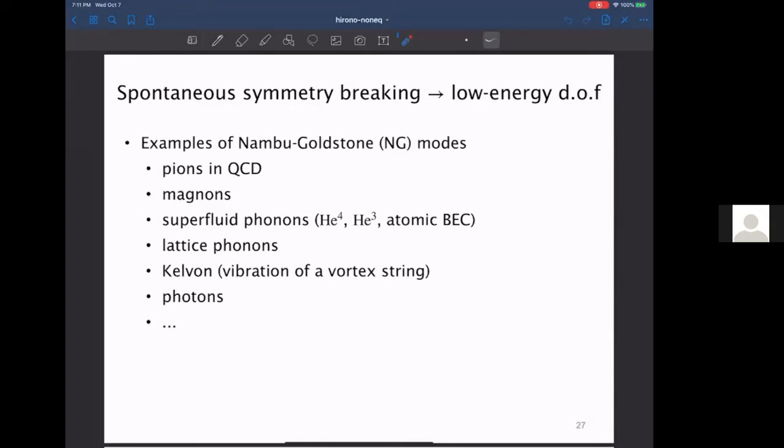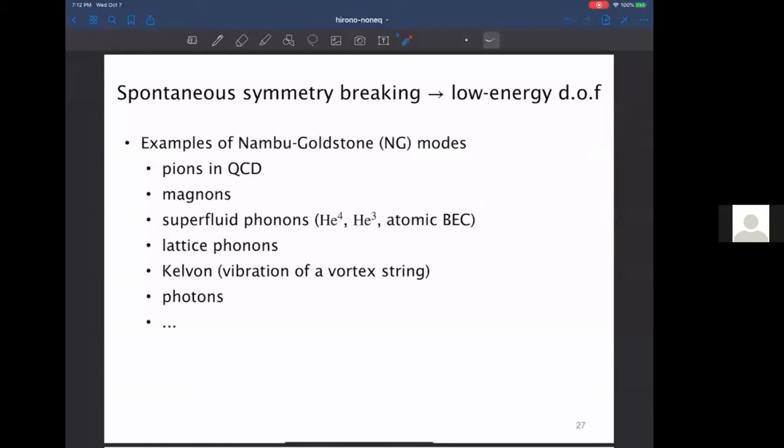If we look at QCD, we can regard pions as Nambu-Goldstone modes associated with the chiral symmetry breaking. And in condensed matter physics, there are magnons which appear in a magnetically ordered matter. And in a superfluid, there are massless superfluid phonons. Those excitations are regarded as Nambu-Goldstone modes associated with the breaking of some internal symmetry.